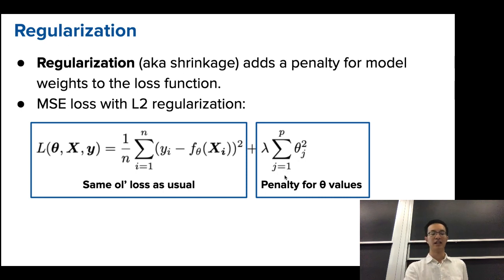You'll also hear the term shrinkage. When people say shrinkage, it usually means that they came from a statistics background. But for us, regularization and shrinkage mean the same thing. The reason why we say shrinkage is because we're trying to shrink our model weights to 0. Regularization has a more sophisticated origin.